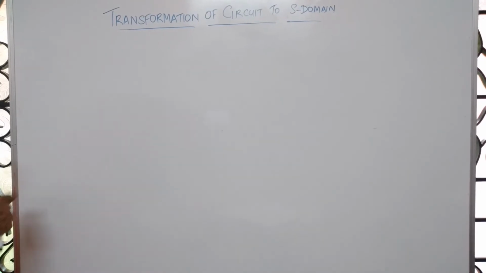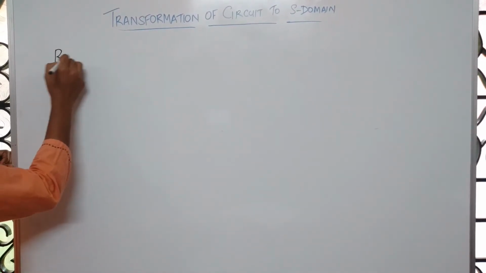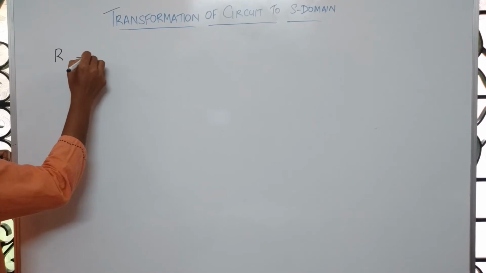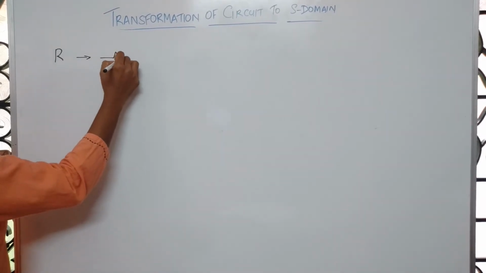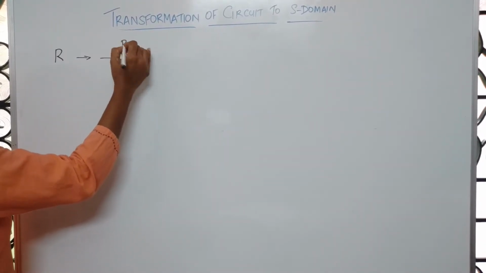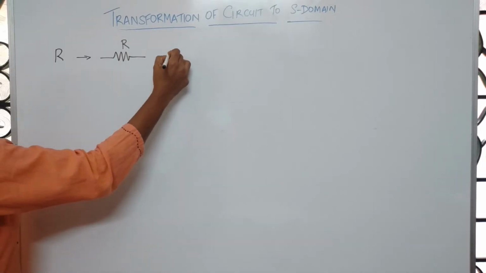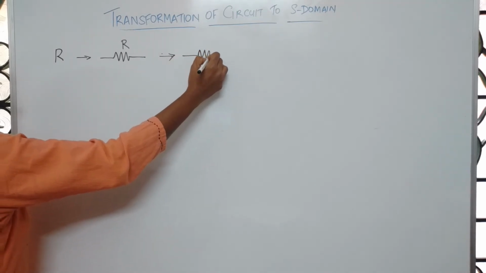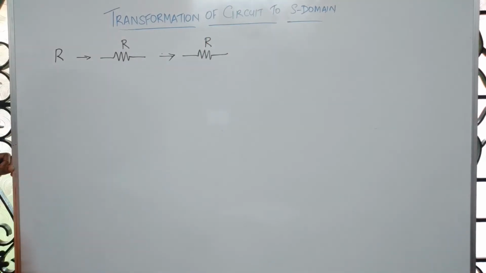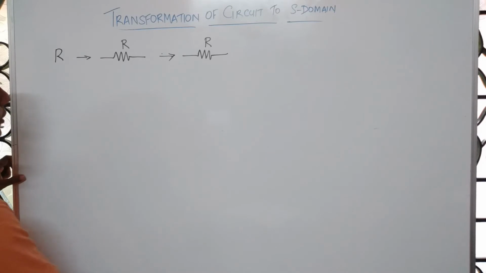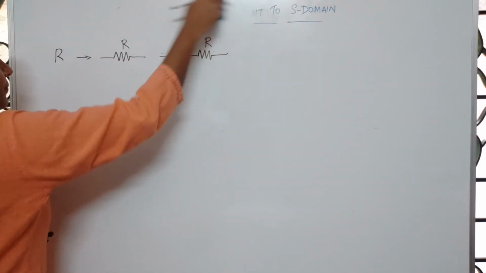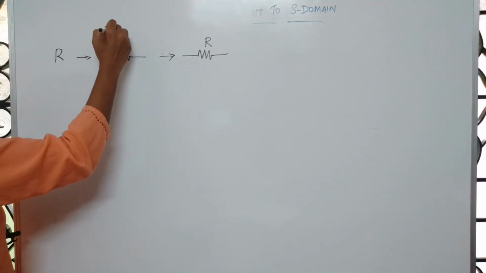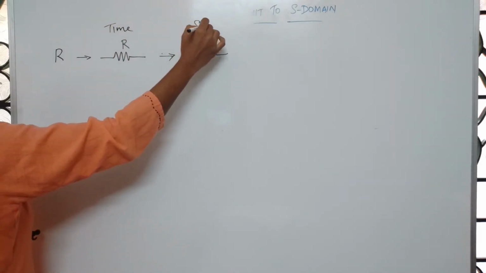To summarize, a resistor in time domain is represented by R, which in S domain is represented by R itself. So there is no change in the representation of a resistor from time domain to S domain. This is time domain and this is S domain.